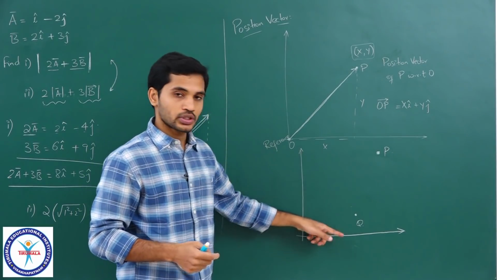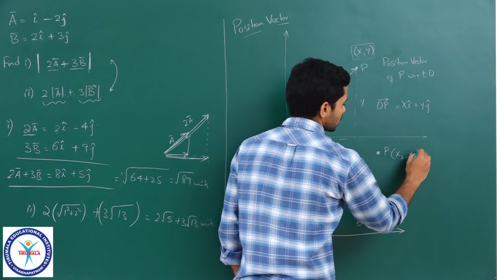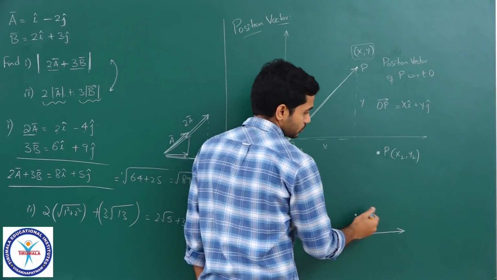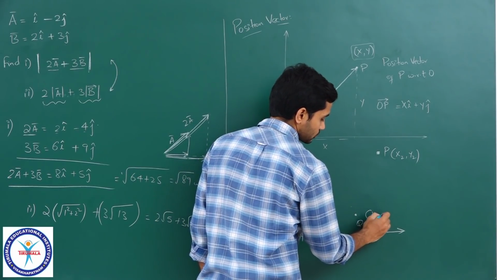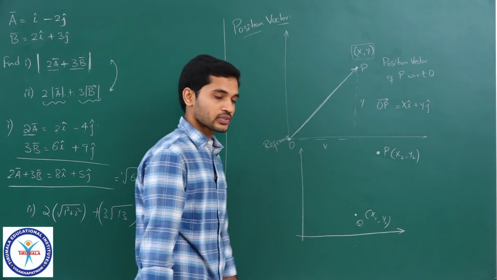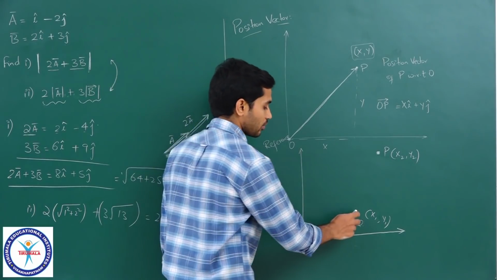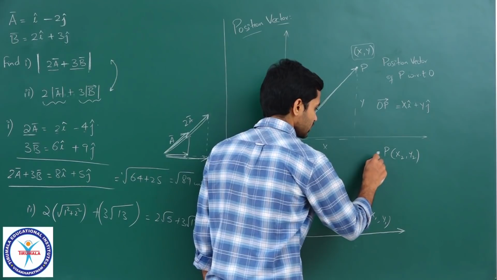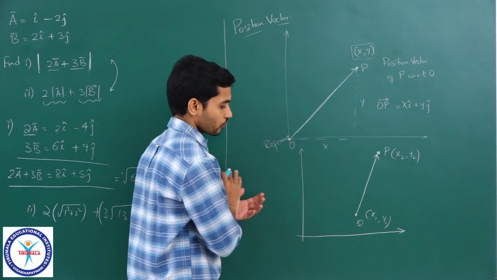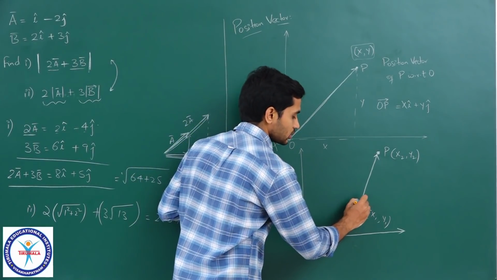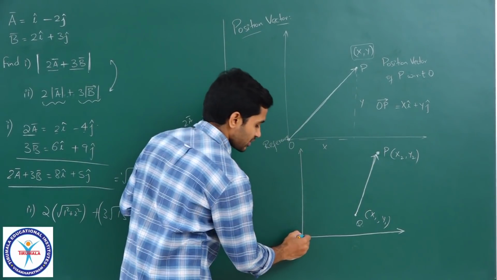So, P, Q. So, let us consider that this point P has coordinates of x2 comma y2 and Q has coordinates of x1 comma y1. Clear, students? So now if I ask you what is the position vector of P with respect to Q, I am obviously asking you to find out this vector, correct, right? So if I have to find this vector, how do I do that? So what I am going to do now, please observe carefully.